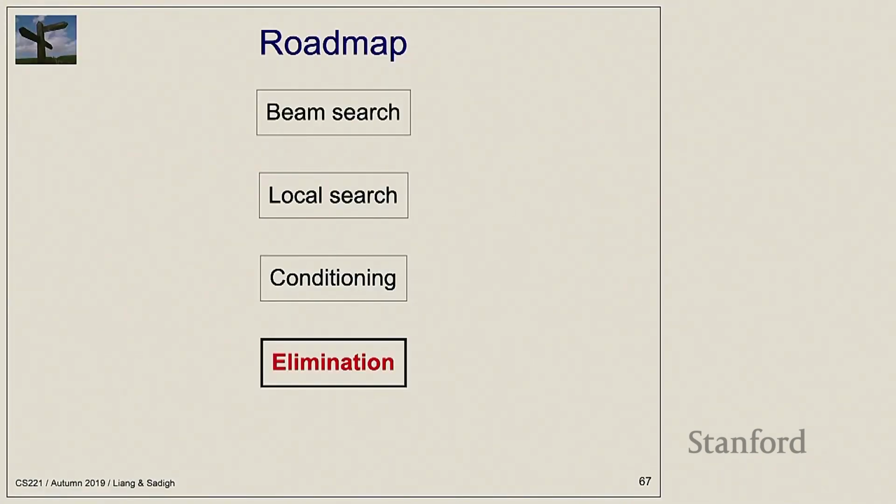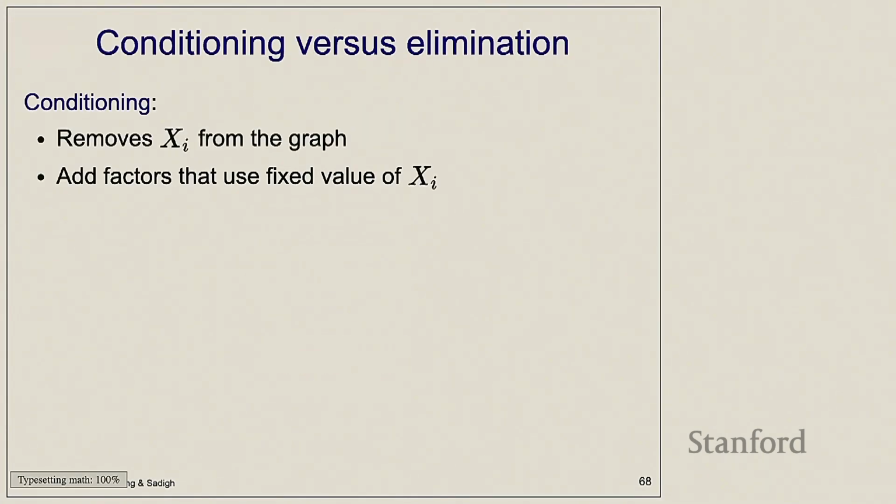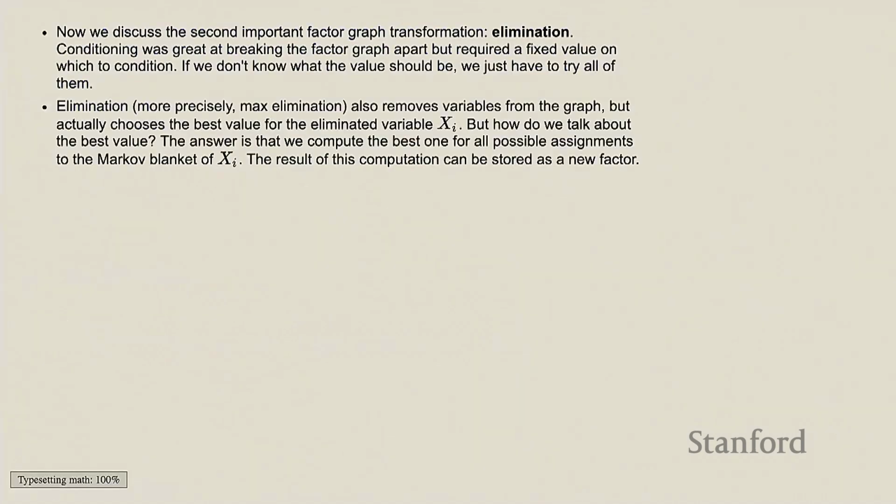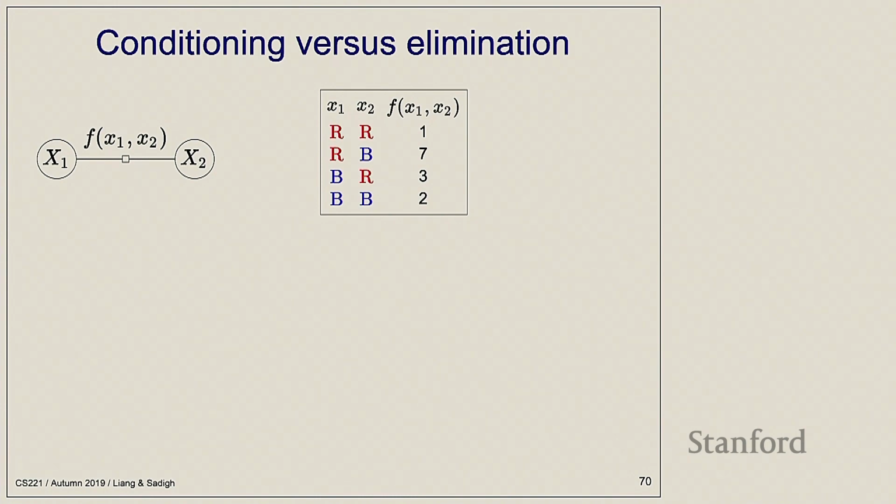Okay, so now we're going to do elimination. Elimination is very cool, I think. So conditioning is saying I'm going to rip my variable out of the graph, and then I'm going to plug in whatever value I conditioned on into all the neighboring factors. What elimination says is okay, I'm going to rip my variable out of the graph, but instead of plugging in a single value across every single factor, I'm going to plug in a different value per factor in order to individually optimize each decision. So I think it's best shown through example.